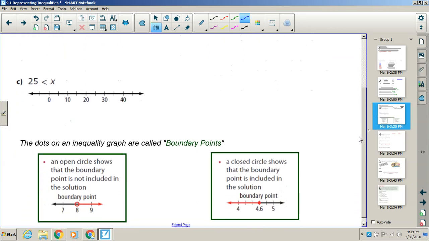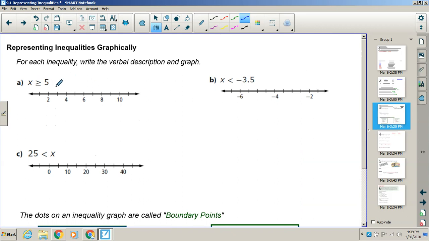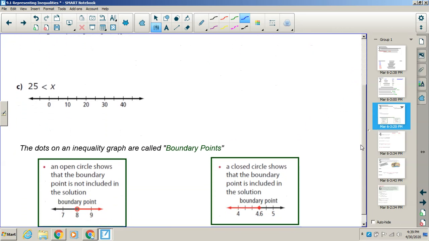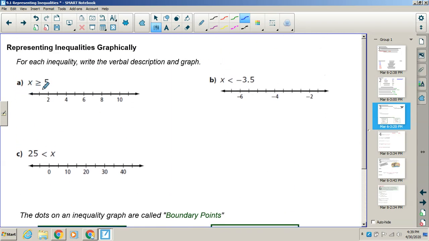And two things that we have to be aware of are something called boundary points. Boundary points are the number in the inequality. So for example, in A, my boundary point is 5. In B, my boundary point is negative 3.5, and in C, my boundary point is 25. So that's the boundary point they refer to. And in A, it's asking me to graph x is greater than or equal to 5. So I need to show that on a number line.